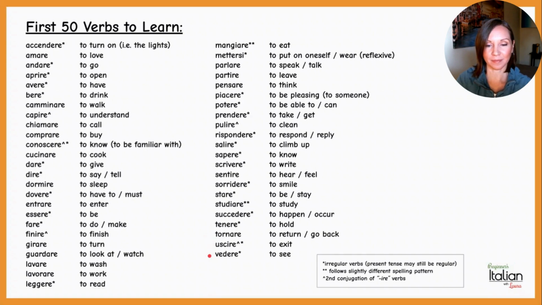Vedere is to see. Venire, to come. Vivere is to live. And volere is to want. Okay, and there you have it, your first 50 verbs to learn.